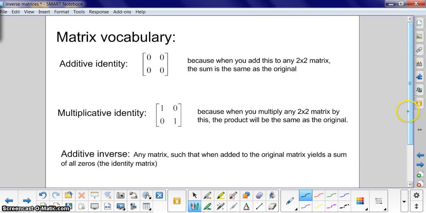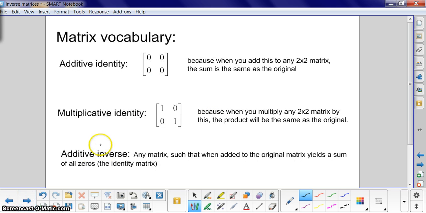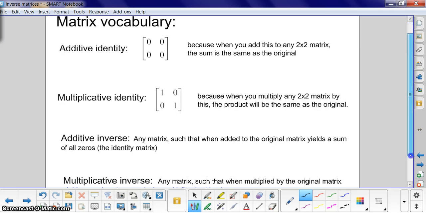Now coming over here, let's talk about the matrix vocabulary. We have the additive identity for matrices, which is all zeros, because if I add this to any 2 by 2 matrix, I'm going to get the sum, which is the same as the original, just like we did in the previous page. The multiplicative identity we talked about just a couple pages ago is 1, 0, 0, 1. 1's on the diagonals, 0's everywhere else, because when you multiply a 2 by 2 matrix by this, the product is going to be the same as the original.